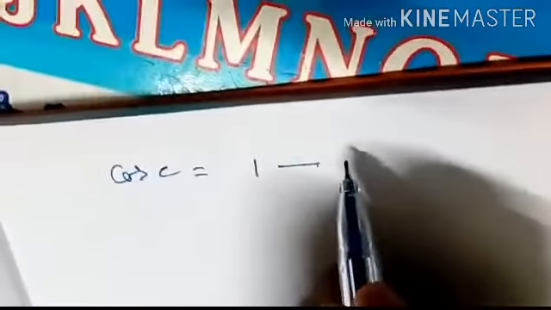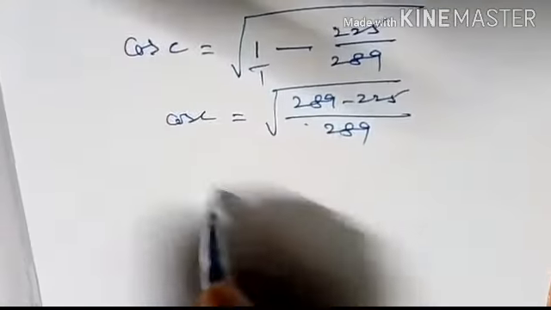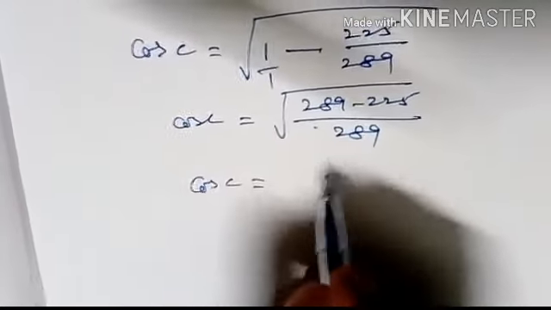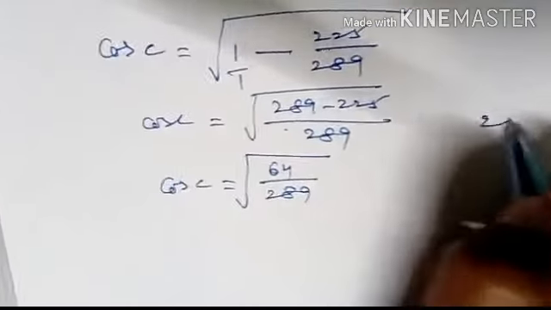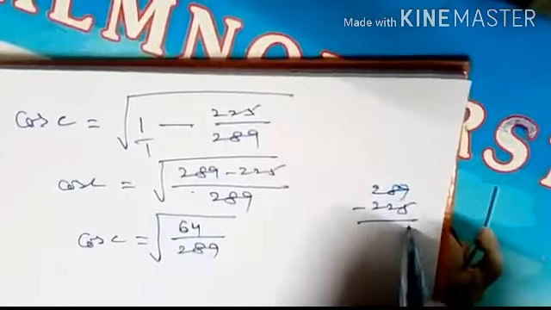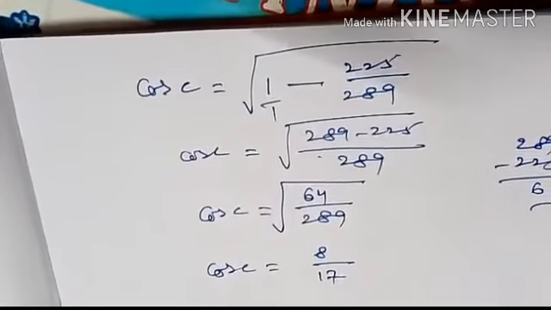So cos C is equal to 1 minus 15 square means 225 by 17 square means 289, under square root. Cos C is equal to under square root of (289 minus 225) by 289. We'll get 64 by 289. So 289 minus 225, we'll get 64. So cos C is equal to 8 by 17.